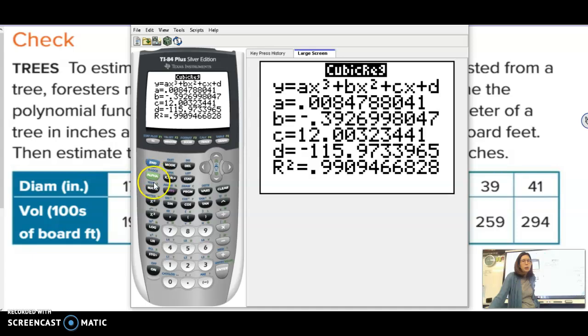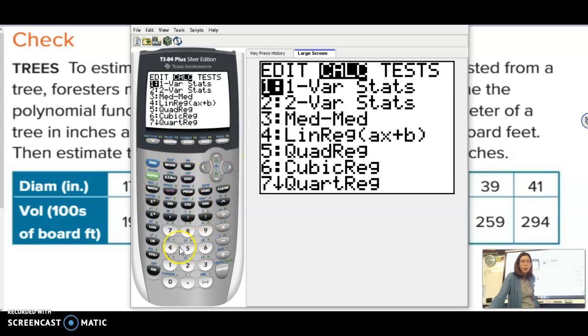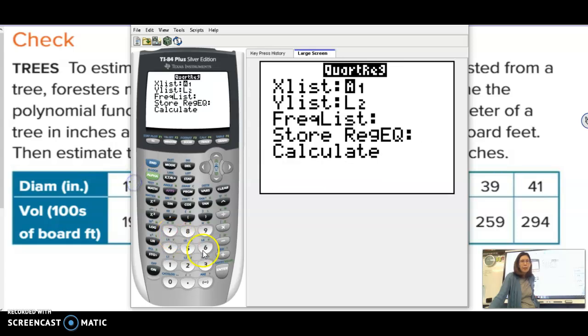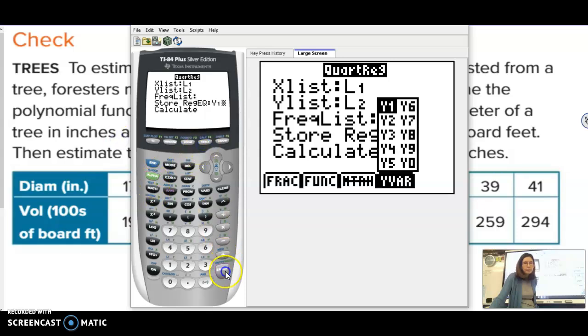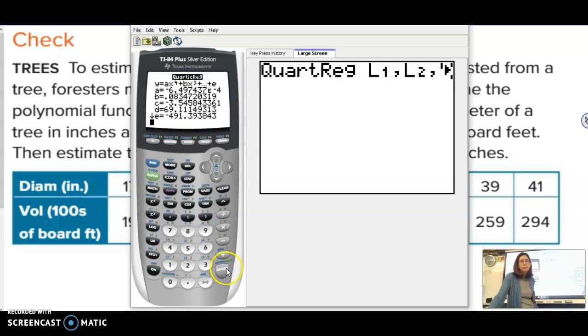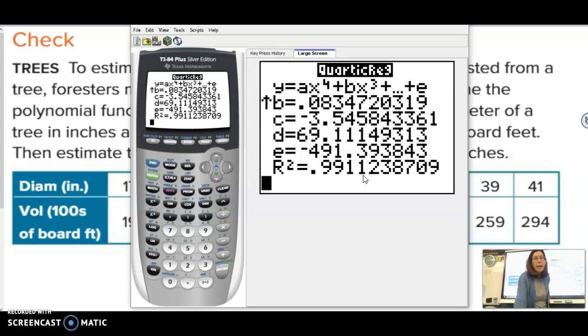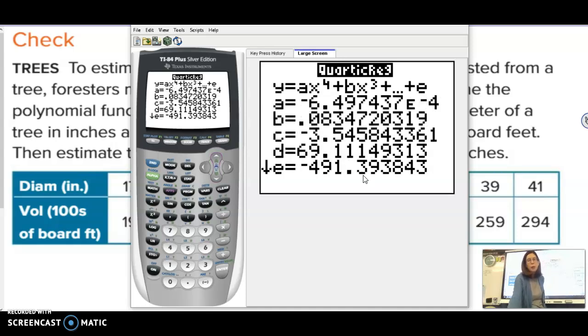Now I'm going to go to stat calculate, and now I'm going to do quartic, which is number 7. So alpha trace and calculate. And again, don't hit enter or anything, just hit the down key, and you can see that r squared value. And the quartic is a little bit better of a model. So we're going to go ahead and write it down.